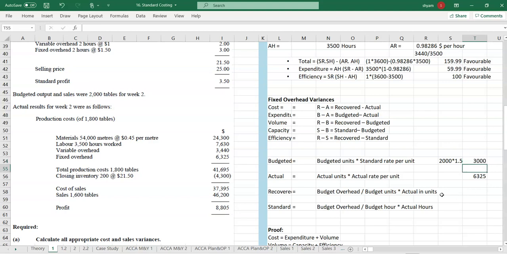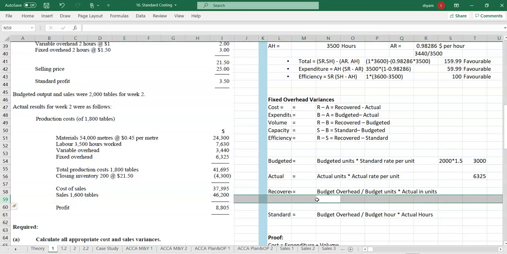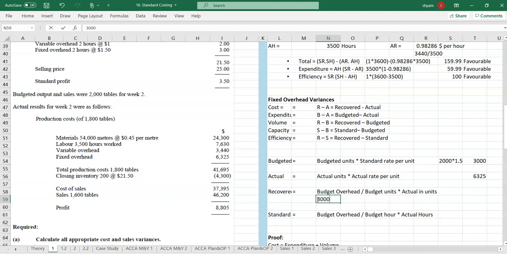So that is 3000. So the formula is, I think we'll work out here itself because we don't have space there. 3000, that's a budgeted fixed overhead, divided by, I think we have to first find out this answer. 3000 divided by budgeted units. How many units are produced? 2000 units were produced. Close the bracket. Then multiply actuals in units. How many units you have actually produced? You have produced 1800 units. So get the answer for that.